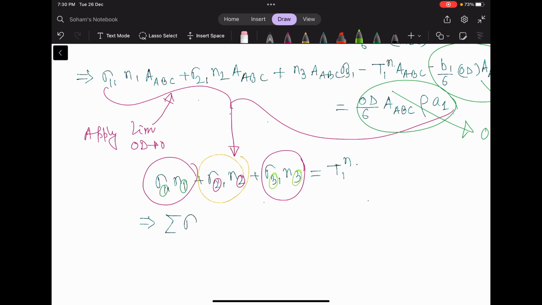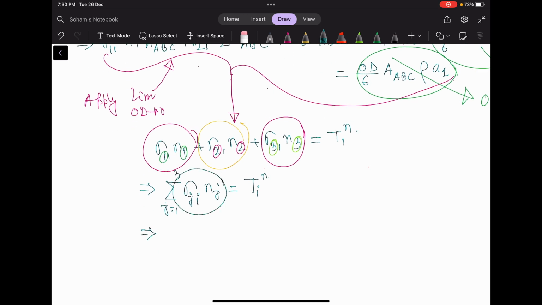repeating. Okay, so I can write it as sigma ji nj, so j will run from 1 to 3, is equal to ti. So here this term will represent each of these terms. And here j is the repeated index, and i is a free index.